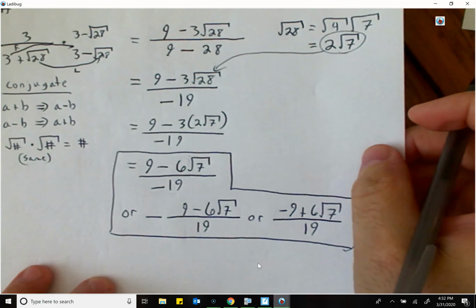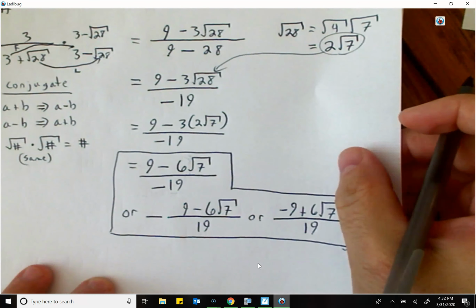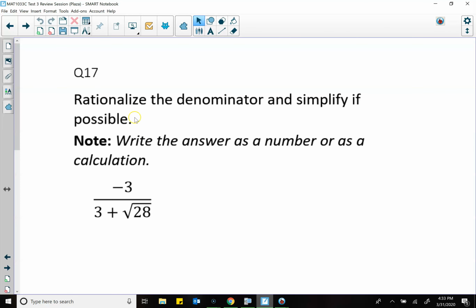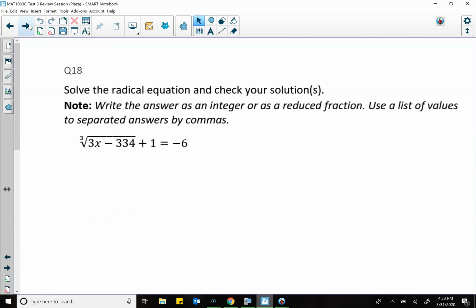And that right there is from 5.4. Rationalizing the denominator. And you had to use a conjugate. Okay. Our next problem, problem number 18. We are jumping into 5.5. So we're going to solve this radical.